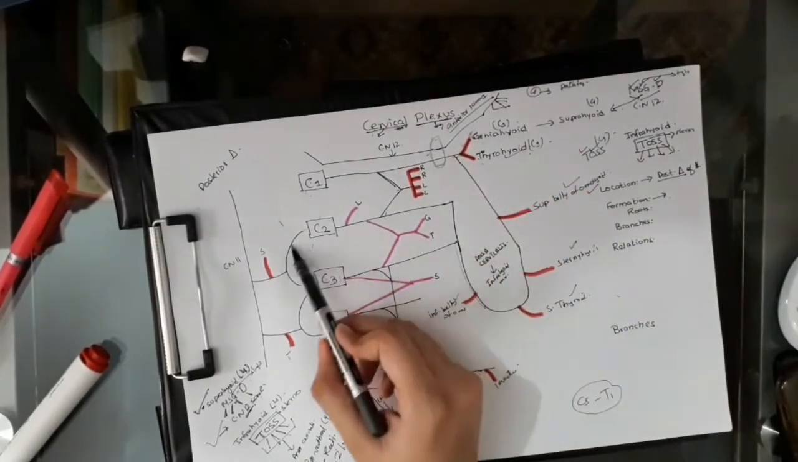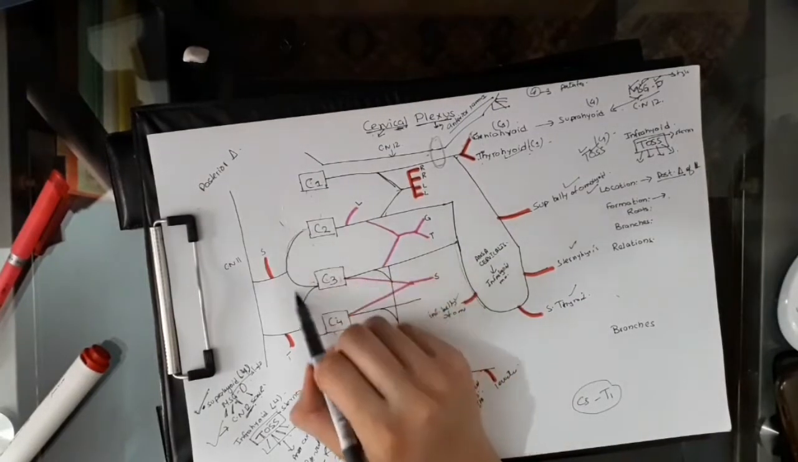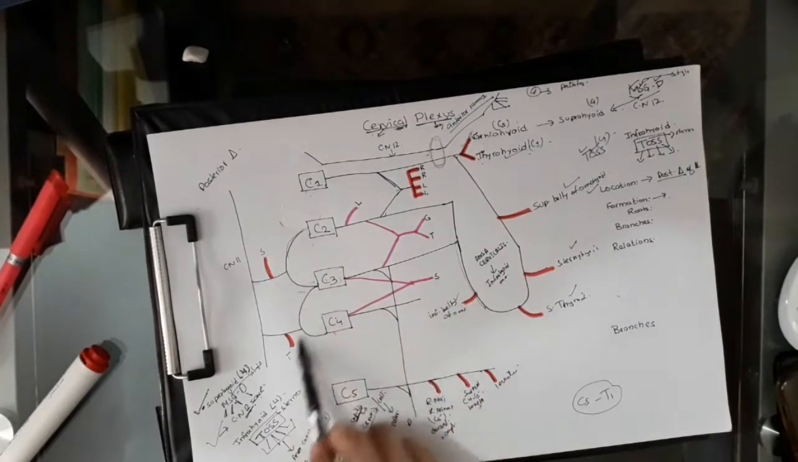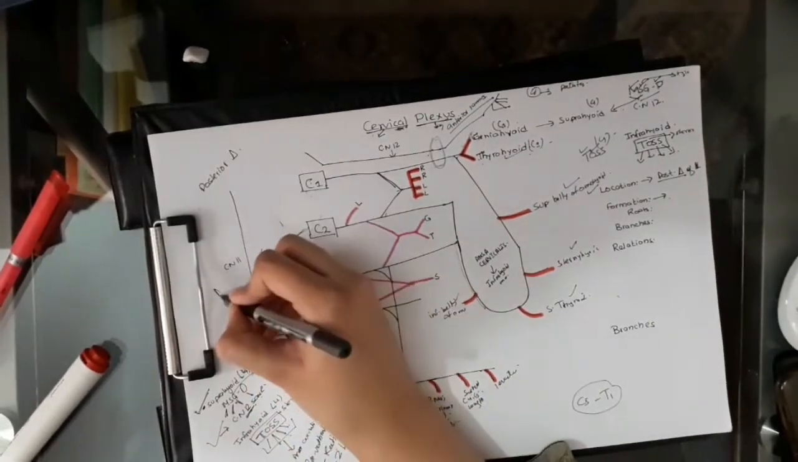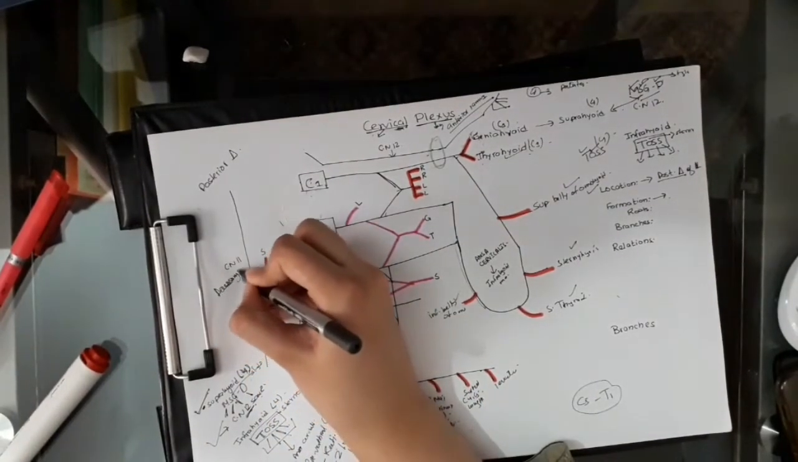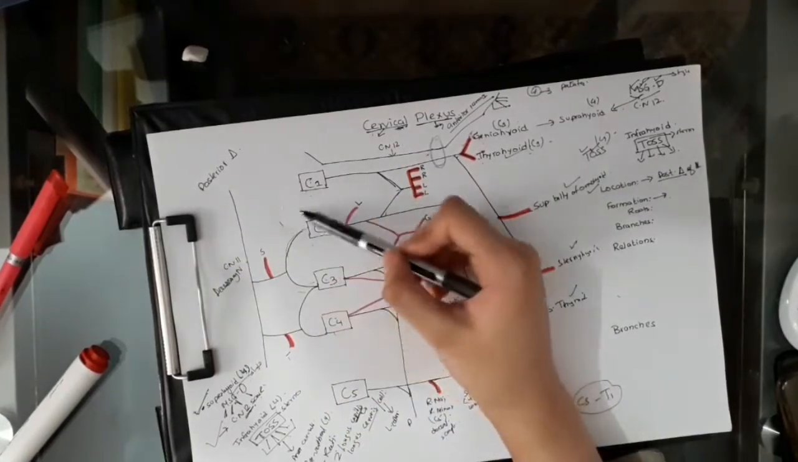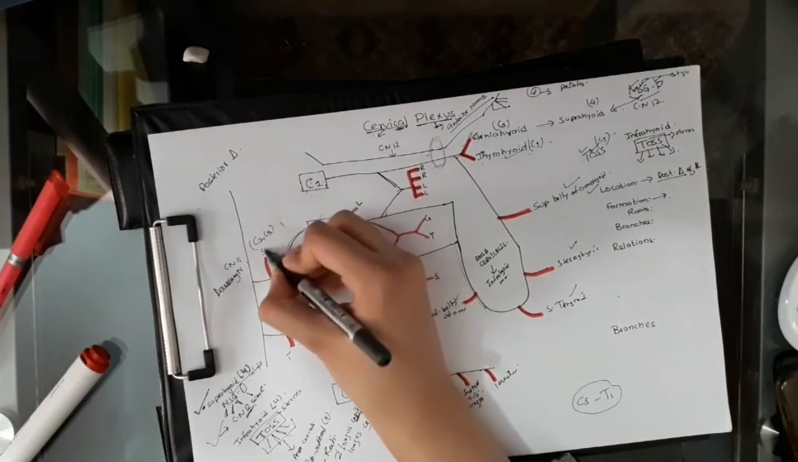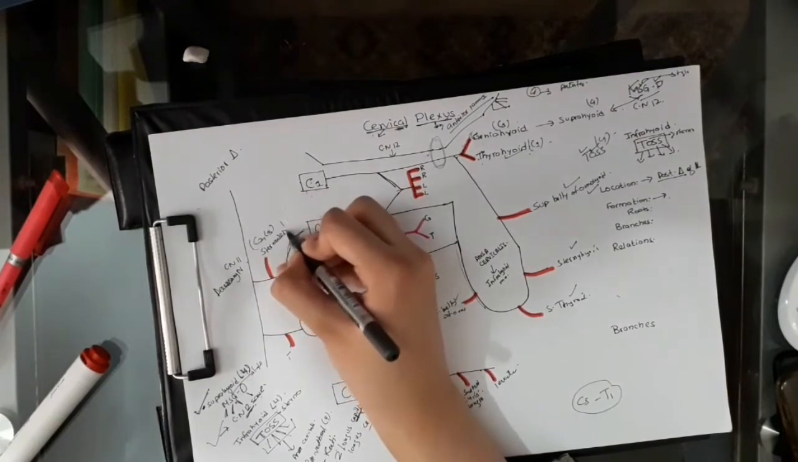Now the cervical spinal nerves C2, C3 and C4 will again form a loop, and this loop will be connected with cranial nerve 11, that is the accessory nerve. So the accessory nerve would be connected, and C2 and C3 would also supply the sternocleidomastoid muscle. So this is another muscular branch.